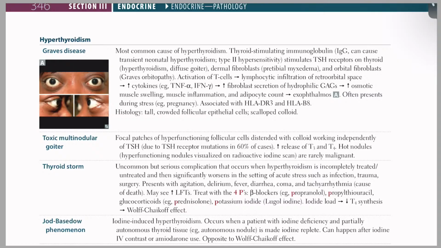Ophthalmos, shown in the image A. Often present during stress, that is pregnancy. Associated with HLA-DR3 and HLA-B8. Histology: tall, crowded follicular epithelial cells, scaffold colloid.